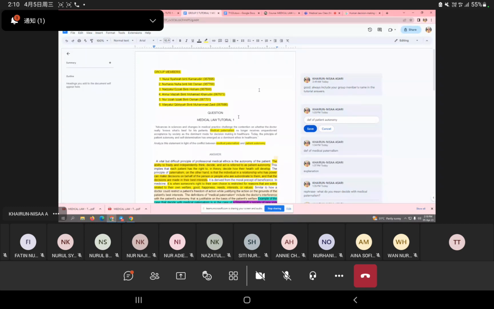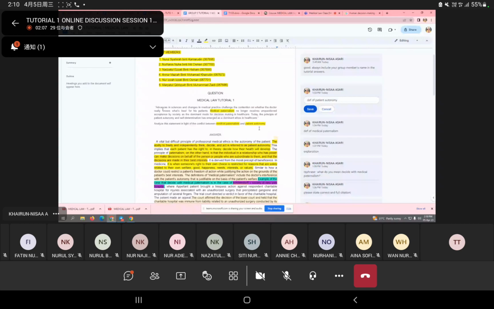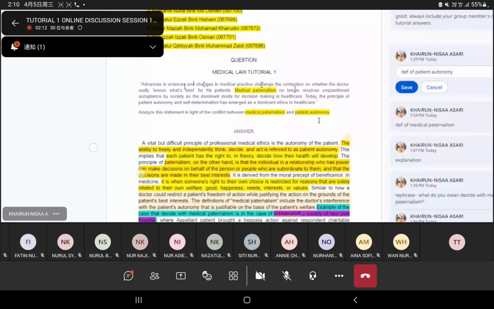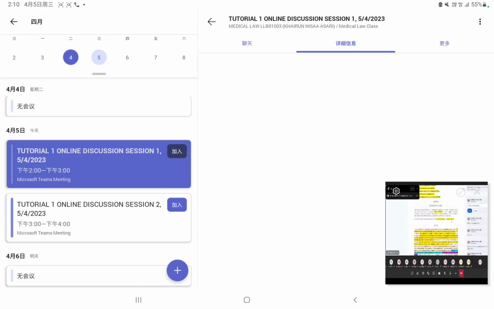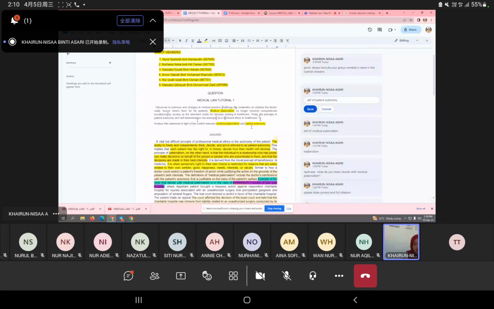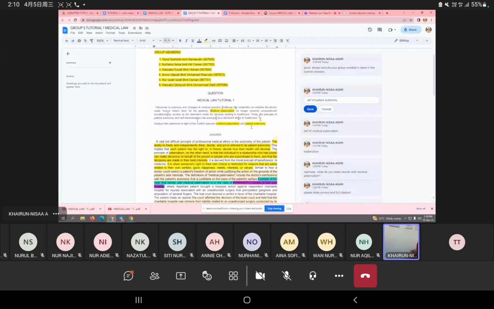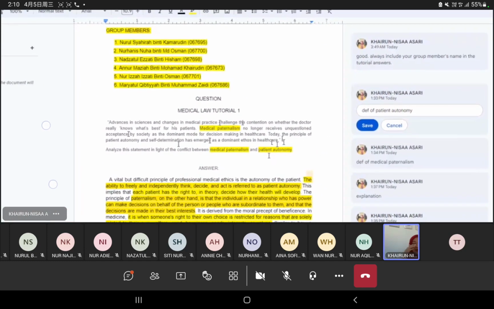So the question, tutorial 1. This is a question about medical paternalism and patient's autonomy. Advances in sciences and changes in medical practice challenge the contention on whether the doctor really knows what's best for his patients. Medical paternalism no longer receives unquestioned acceptance by society as a dominant mode for decision-making in healthcare. Today, the principle of patient autonomy and self-determination has emerged as a dominant ethos in healthcare. Analyze this statement in light of the conflict between medical paternalism and patient's autonomy.